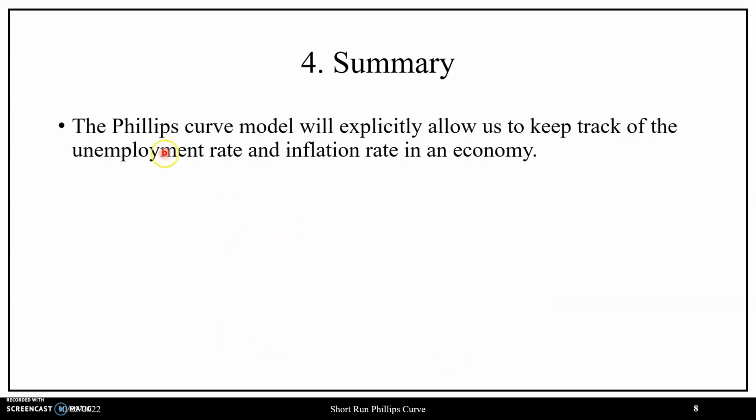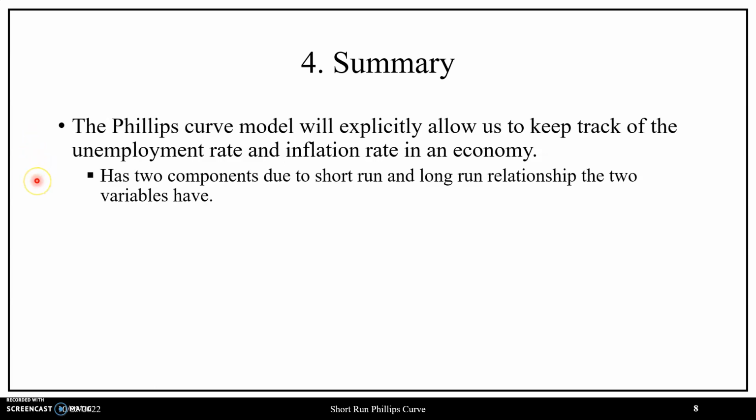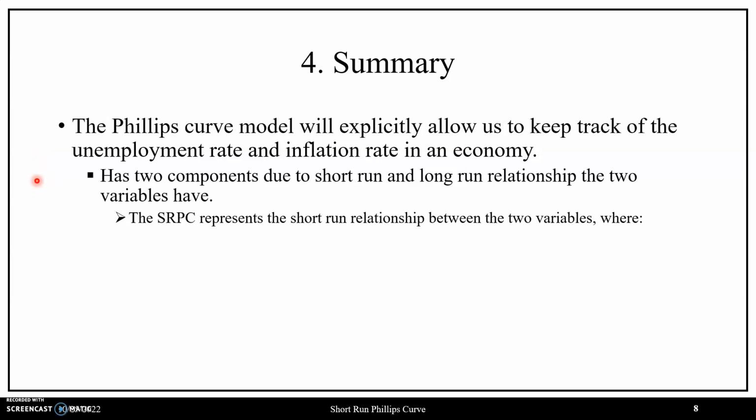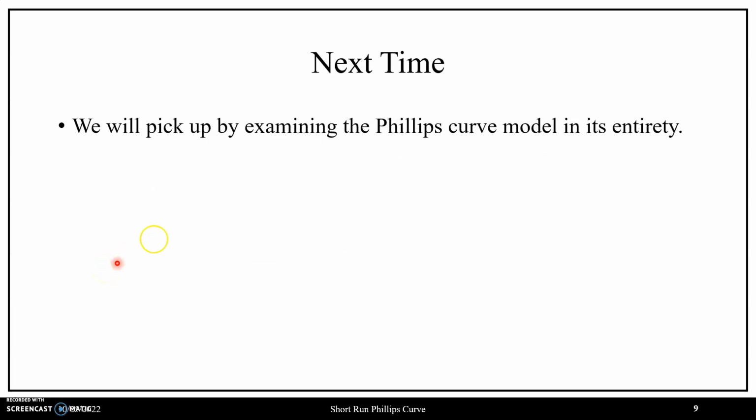So, to summarize what we've found, the Phillips curve model will explicitly allow us to keep track of the unemployment rate and inflation rate in an economy, where there will be two components to consider given the short-run and long-run relationship the two variables have with one another, in which the short-run Phillips curve represents the short-run relationship between the two variables, where movement will be based upon demand shocks occurring in the economy, and shifts of the curve will be based upon supply shocks. Given this, where we'll pick up next time is we will examine the Phillips curve model in its entirety.